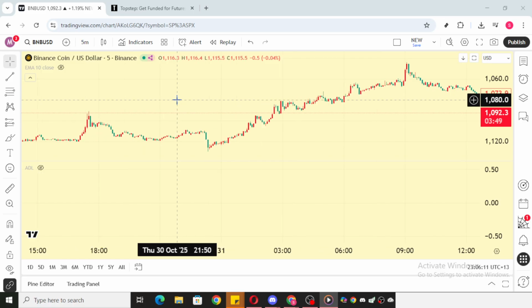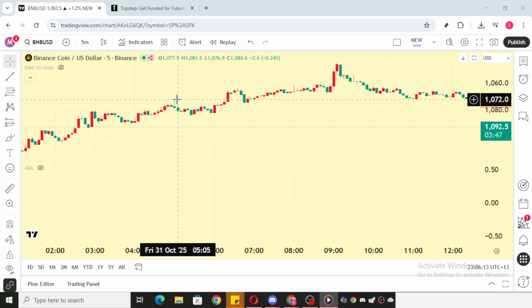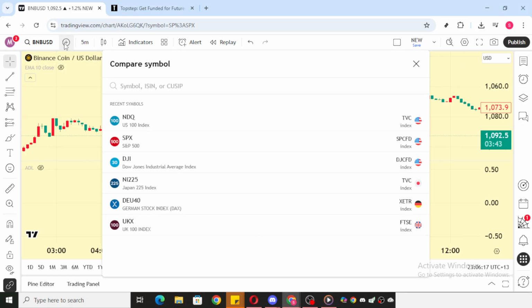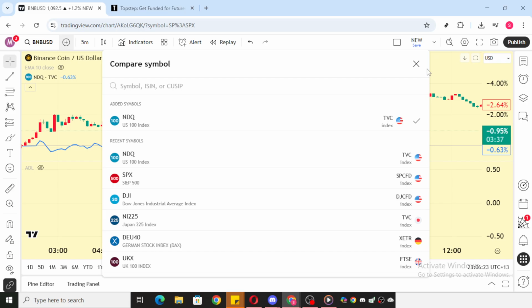With your chart open, direct your attention to the interface where you'll notice a plus icon. This icon is your gateway to adding comparison charts. Click this plus icon to initiate the process of comparing your primary chart with another symbol. When prompted, select the other asset or index that you want to view alongside your initial chart. TradingView makes it simple to find and add the symbol you're interested in comparing.